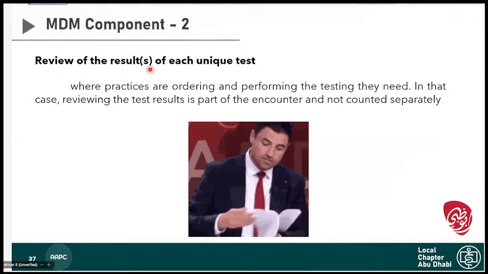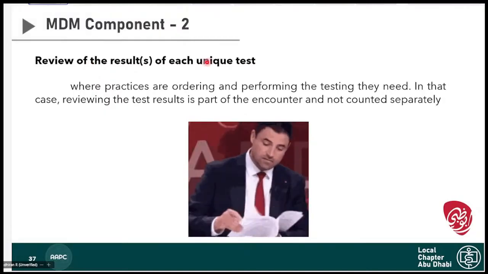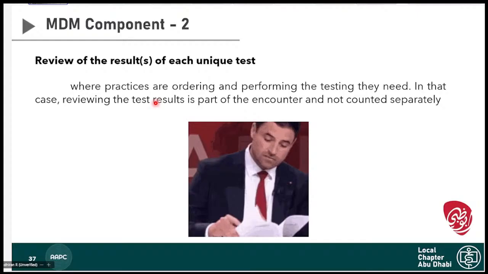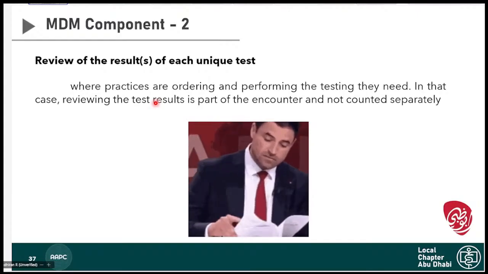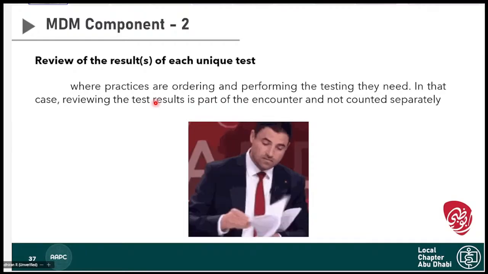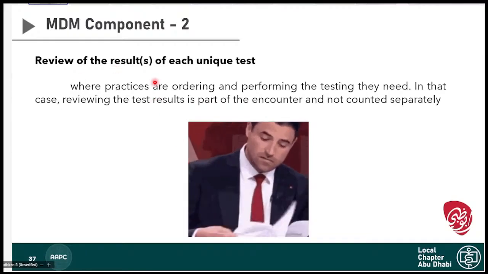Next, a review of results from each unique source. Review of results is when the test was ordered by some other specialty provider and our provider does the review. If the same specialty provider ordered and the same specialty provider reviews the test, we can't consider it as a review of results point.